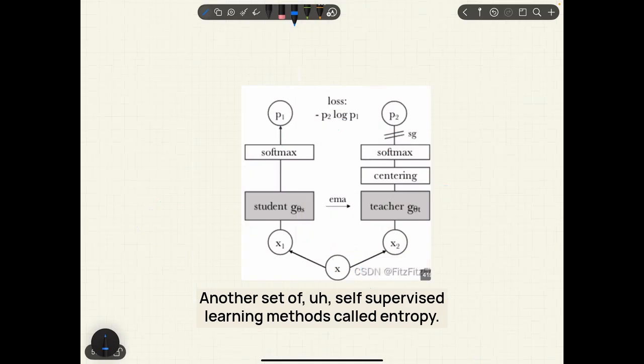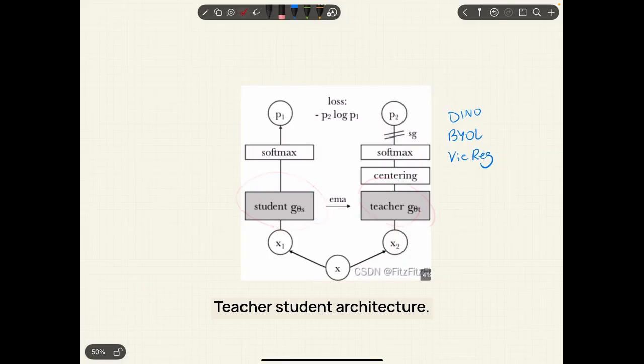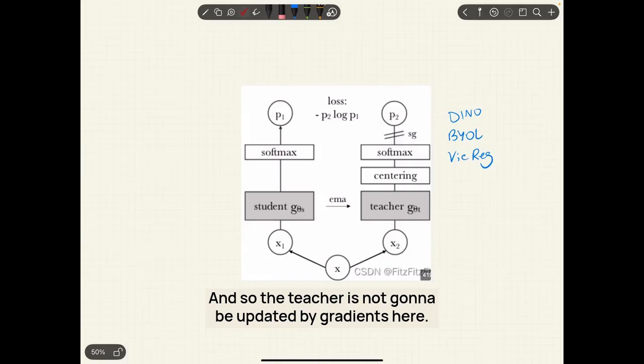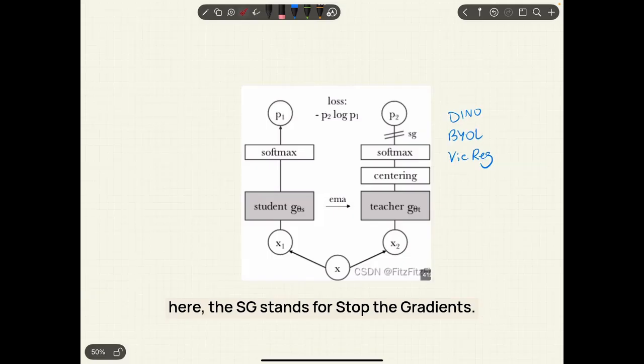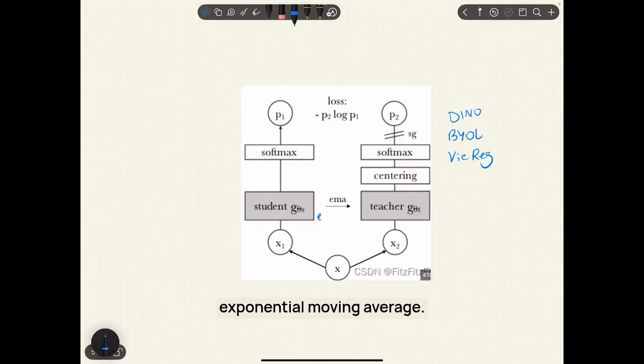Another set of self-supervised learning methods is called entropy regularization methods, like DINO, Bootstrap Your Own Latent, and VICReg. Instead of relying on negatives, these methods stabilize the training using a teacher-student architecture. The teacher is not updated by gradients. Here the SG stands for stop the gradient, so it's not going to actually receive gradients. It's going to learn implicitly through an exponential moving average of the student's parameters.